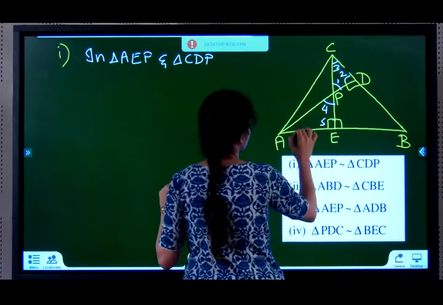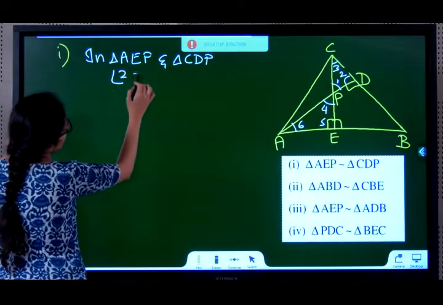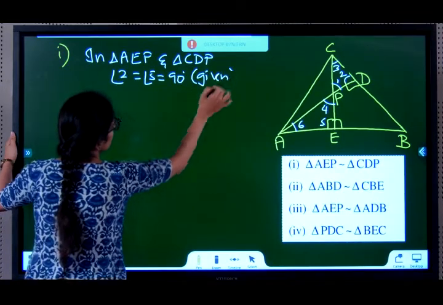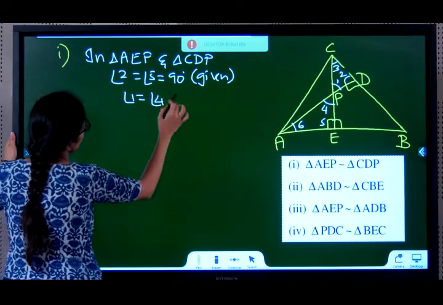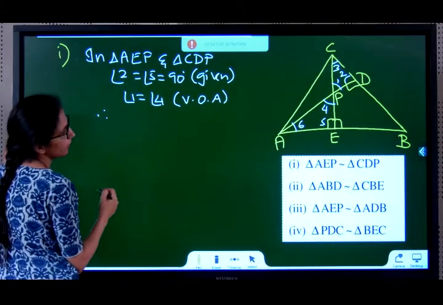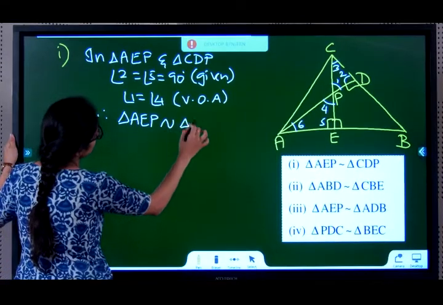Okay, let's start. Angle 2 equals angle 5 equals 90 degrees, given. Angle 1 equals angle 4, vertically opposite angles. Therefore, what can we say? Triangle AEP is similar to triangle CDP.